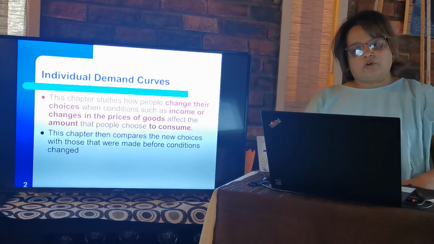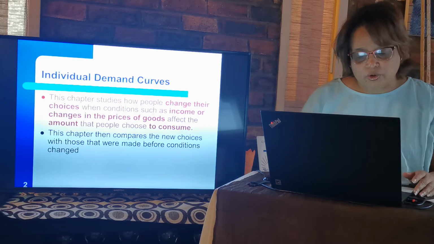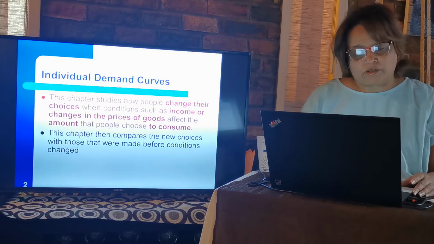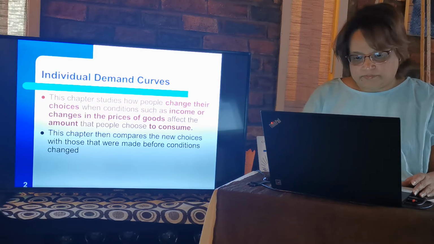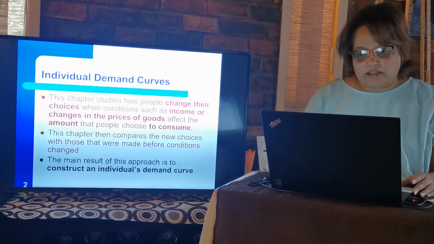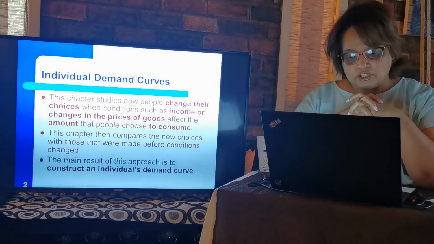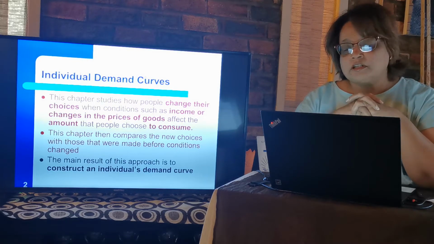It also deals with the new choices that households would make, determining the specific goods that they are buying and what is on the budget. The main result of this approach is to construct an individual demand curve.